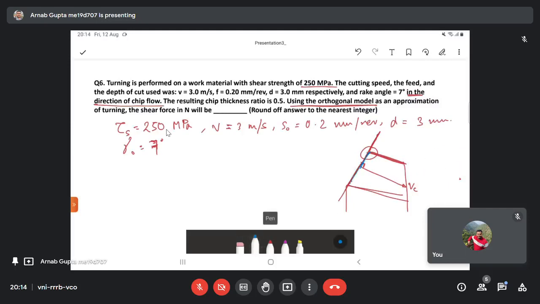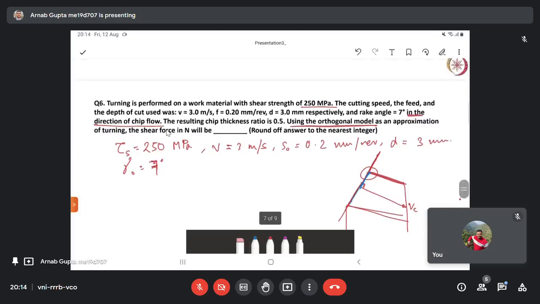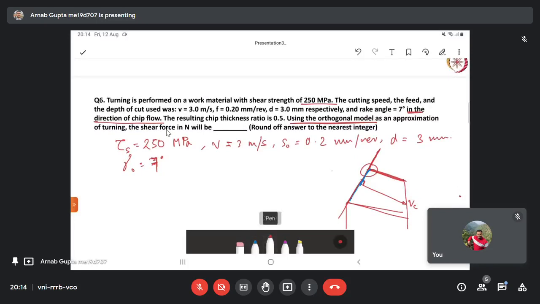So this is VC, and the angle that is measured along this direction has been mentioned as 7 degrees. If you view in this particular plane here, I'm not cutting it, I'm just saying that if you view in this plane, you will see something like this. So this angle is the orthogonal rake angle, and this is the orthogonal plane. And this plane, which contains the cutting edge, is the pi c, or the cutting plane. That's it.